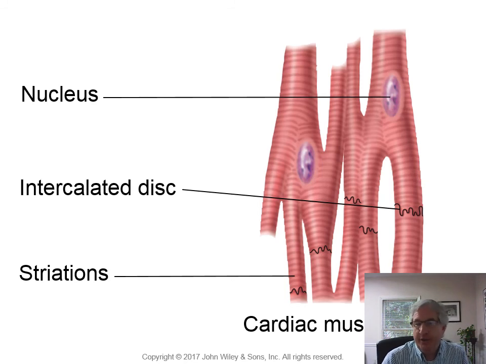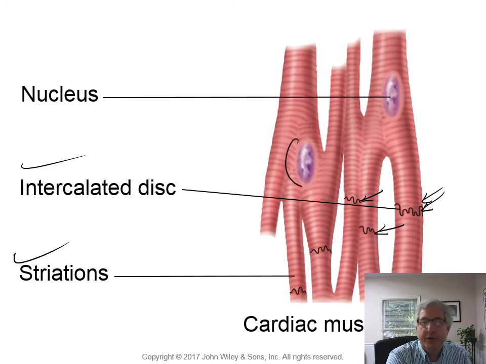This is showing the branching and the striations in the cardiac muscle. This is cardiac muscle. The intercalated discs, you can see them right there, and right here. These black lines, okay? And here's a nucleus, and here's a nucleus of the cardiac muscle cells. And you can see how these fibers branch. Very different from skeletal muscle.